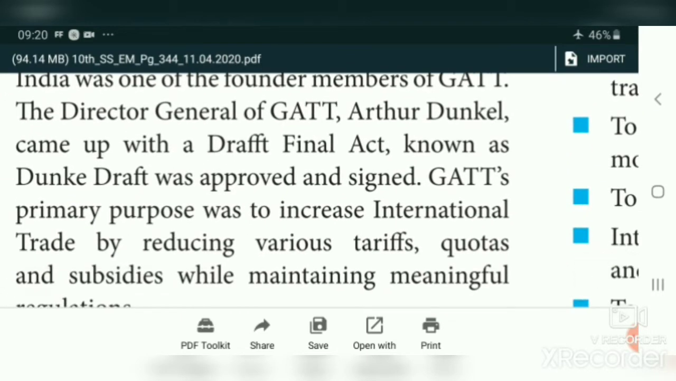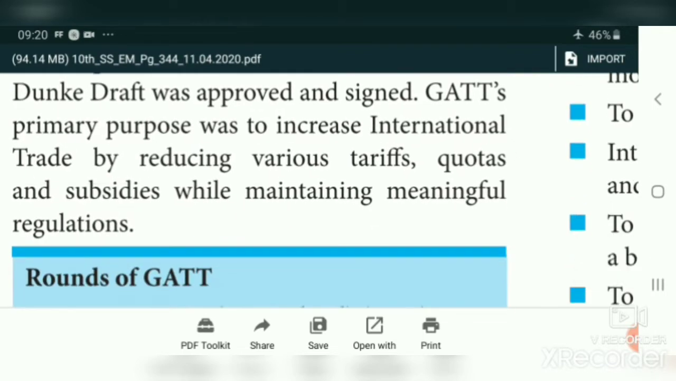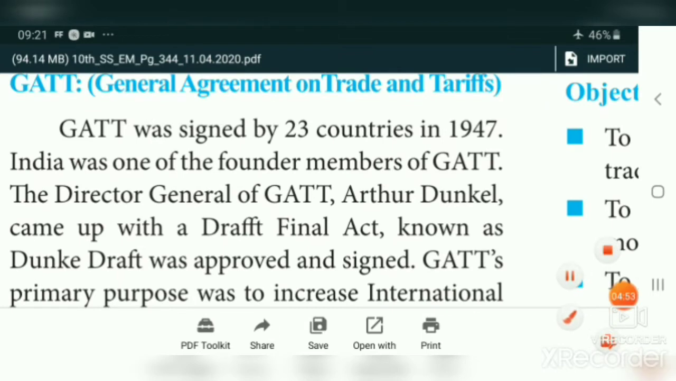GATT's primary purpose was to increase international trade. Its main aim was to improve international trade by reducing various tariffs or taxes, quotas and subsidies while maintaining meaningful regulation. To improve international trade and to implement fair trade practices, 23 nations formed one international organization. That name was General Agreement on Trade and Tariffs.